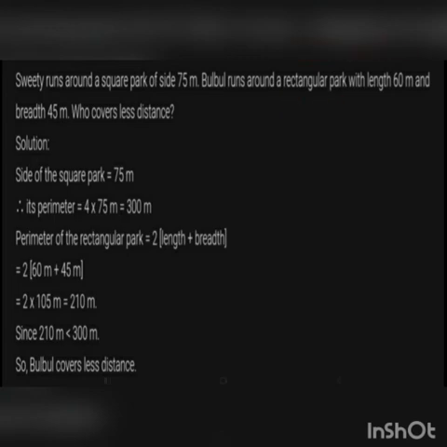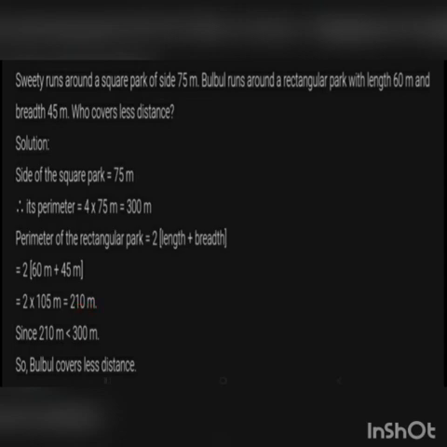Next, Bulbul is running around a rectangular park. So in order to find out the distance Bulbul is running, we have to find the perimeter of this rectangular park. Its length is 60 meter and breadth is 45 meter. Here all the units are same. So perimeter of the rectangular park is 2 into length plus breadth. Now giving the values, 2 into 60 plus 45, you are getting 2 into 105, that is 210 meter.